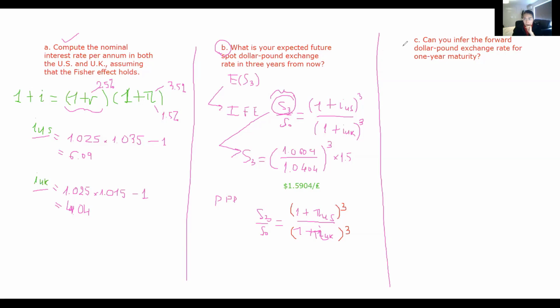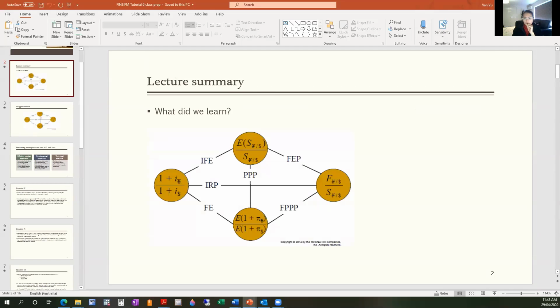Now, question C. In this case, I want the forward rate. So for question C, can you guys help me to find the correct formula again? From all of the formulas we looked at the start, which one should be the correct one? So here I'm interested in calculating the forward rate, so I'm looking at this circle over here. IRP, yes, exactly, spot on.